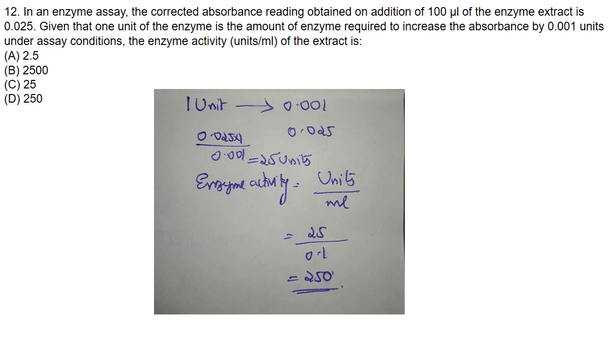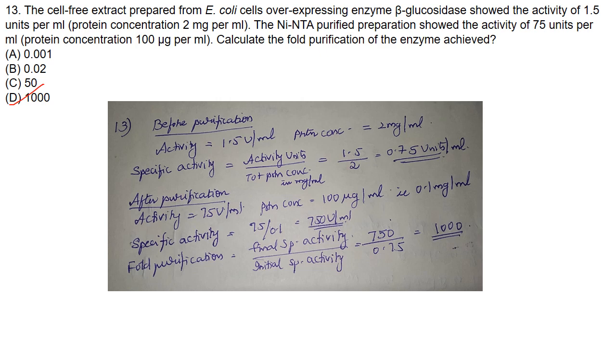Enzyme activity is units divided by ml. Units is 25. 100 microliter, convert it into ml, it gives 0.1 ml. So 25 by 0.1 is 250.